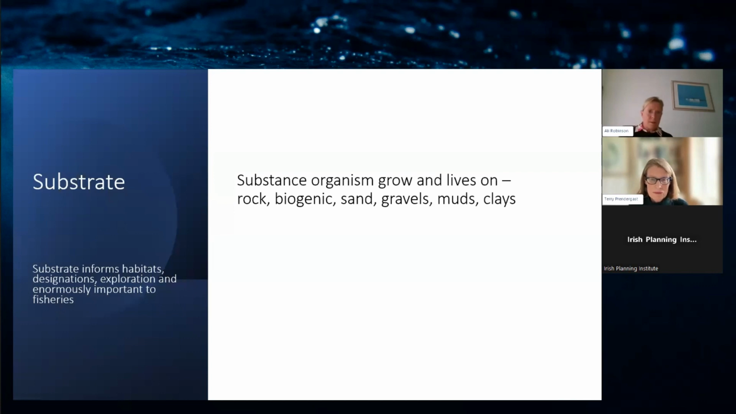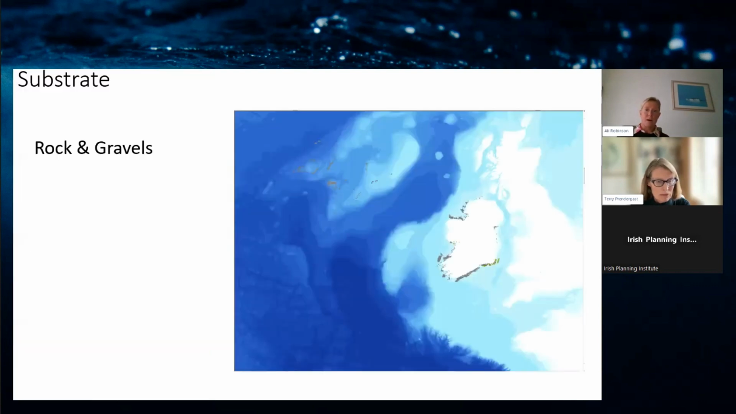So substrate then, really, really important. Substrate is any substance that an organism lives and grows on: rock, biogenic, which is organic, sands, gravels, muds, clays, etc. And substrate informs the habitats that live on it. And it also informs, as I said earlier, site selection for exploration, fisheries. It's incredibly important to fisheries. And obviously substrate at any depth informs what lives above it and on it.